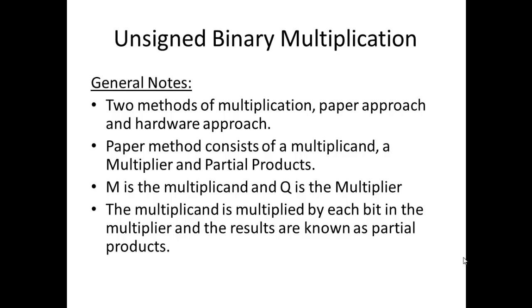The paper approach consists of a multiplicand, a multiplier, and a partial product. It is important to note that n represents the multiplicand and q the multiplier. Also, the multiplicand is multiplied by each bit in the multiplier, and the results are known as partial products.